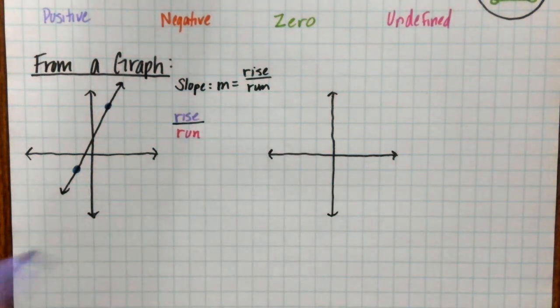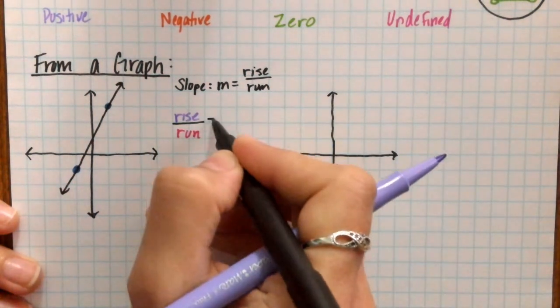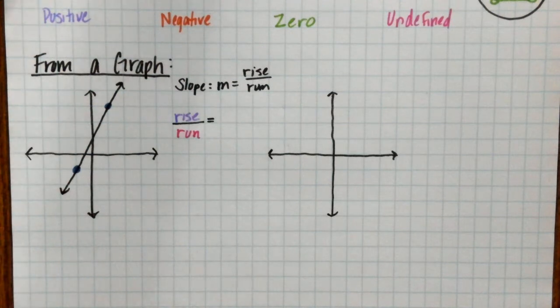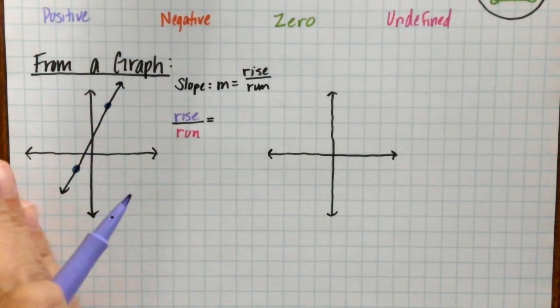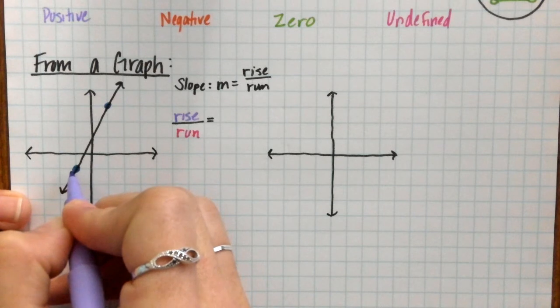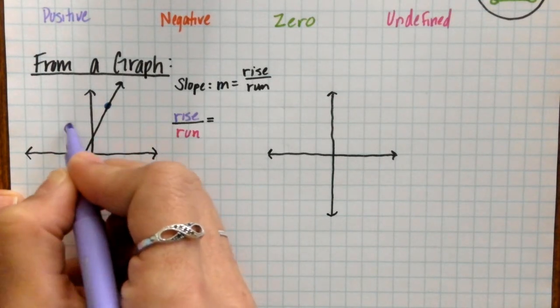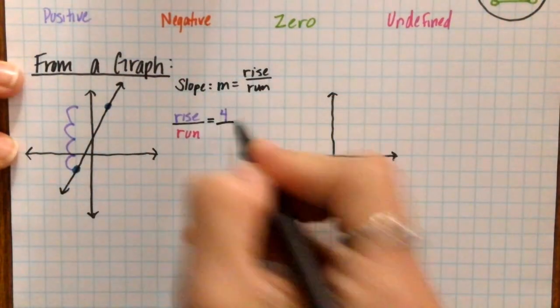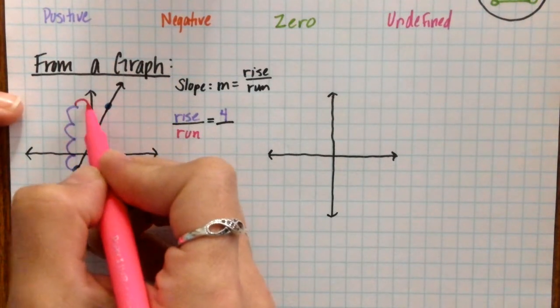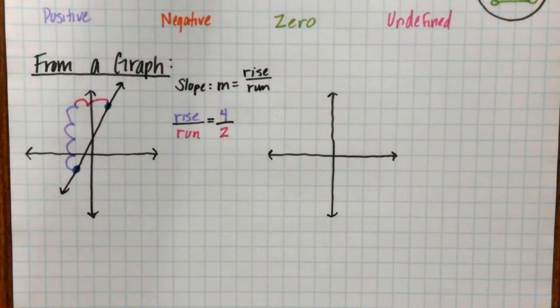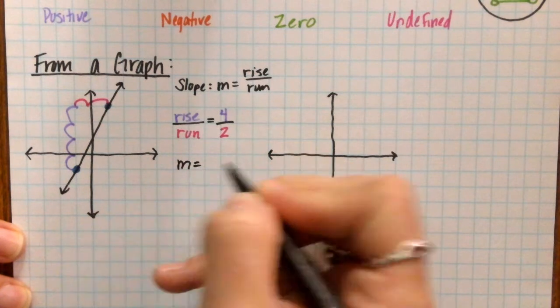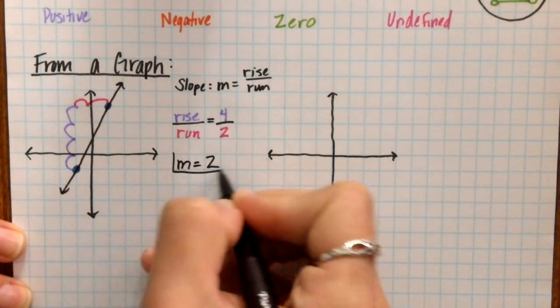Your rise is always going to be up and down, and that's what you want to start with, whether you go up or whether you go down. So you always, again, start from the left, going to the right. Rise, start at your leftmost point. We're going to notice that we are going up. We're going to go up 1, 2, 3, 4. So your rise is 4. And then from there, we're going to run 1, 2. So we have 4 over 2. This is not accepted because it is not simplified or reduced. So in the end, whenever we simplify this, the slope of this line comes out to a +2.